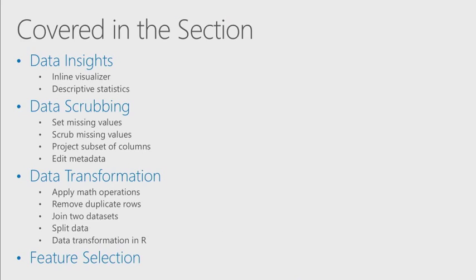So we'll cover data insights. We briefly looked at the inline visualizer. We'll look at that in a little bit more detail, and some of the descriptive statistics, and how we can infer some information about the data by looking at some of the statistics. We'll scrub some data. Some of the data will probably have some missing values. We'll make decisions about whether or not we should add or delete rows. We'll do some transformations. We'll start applying some math operations. We'll actually utilize R script. R is very common, and so we'll utilize R script, for example, to do some of the data transformations. And then finally, we'll talk a little bit about feature selection.